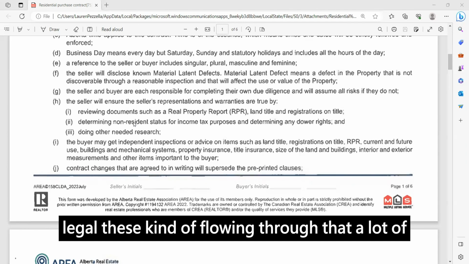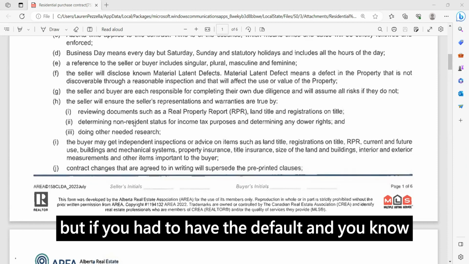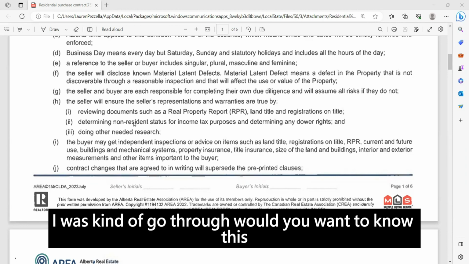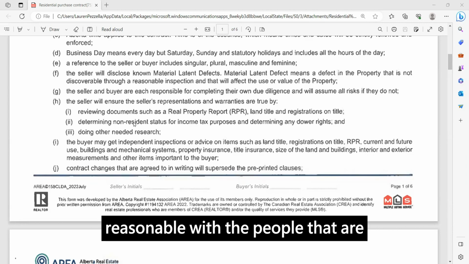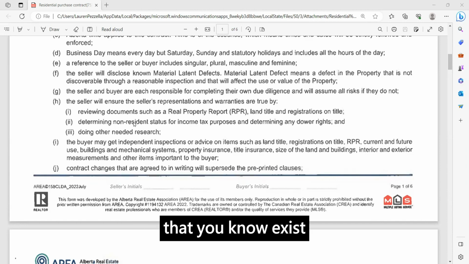Now, there's a lot of legalese flowing through that, and a lot of legal definitions. But going beyond what the law says about anything, I always go through, would you want to know this if you were buying the property? Be fair, be reasonable with the people that are selling it. Don't try to hide something that exists.